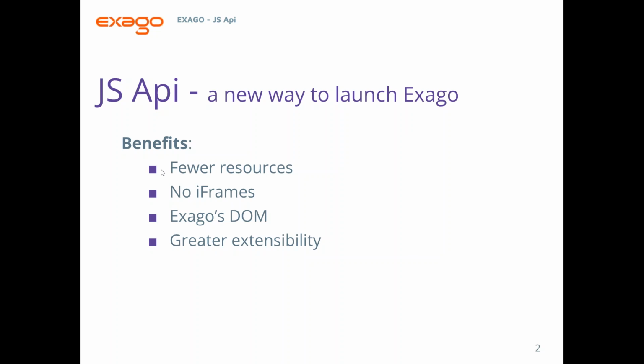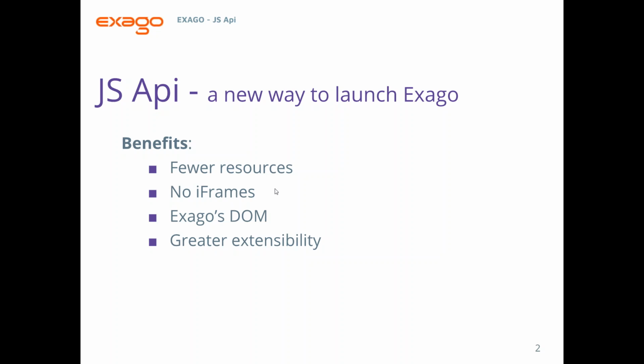So first, the benefits. Because of the way the JS API is architected, it's going to use fewer resources on your server if you're launching Exago into multiple sessions for a particular user. So for example, if you have a page in your host application and you're embedding multiple reports, that normally through the .NET or the REST service would use multiple sessions, one for each report. The JS API can have one session and then execute each of those reports individually using that same set of permissions. Beyond that, you can embed Exago without using an iframe.